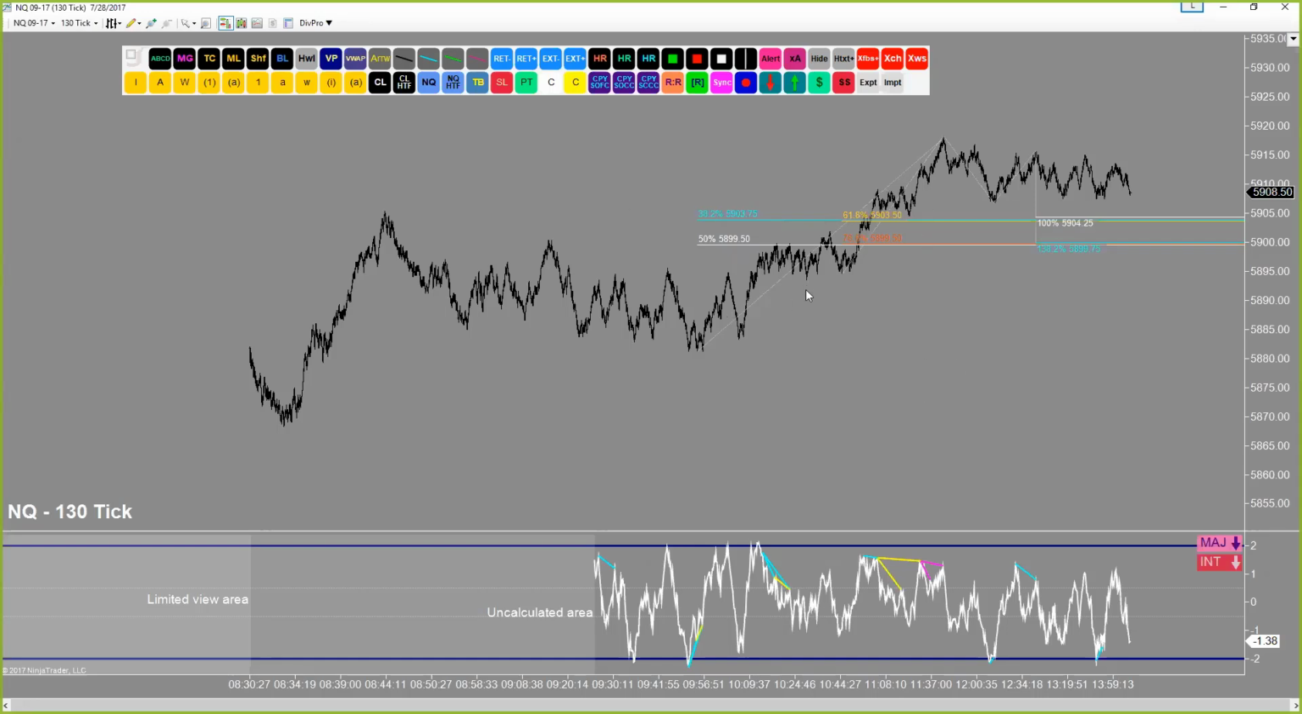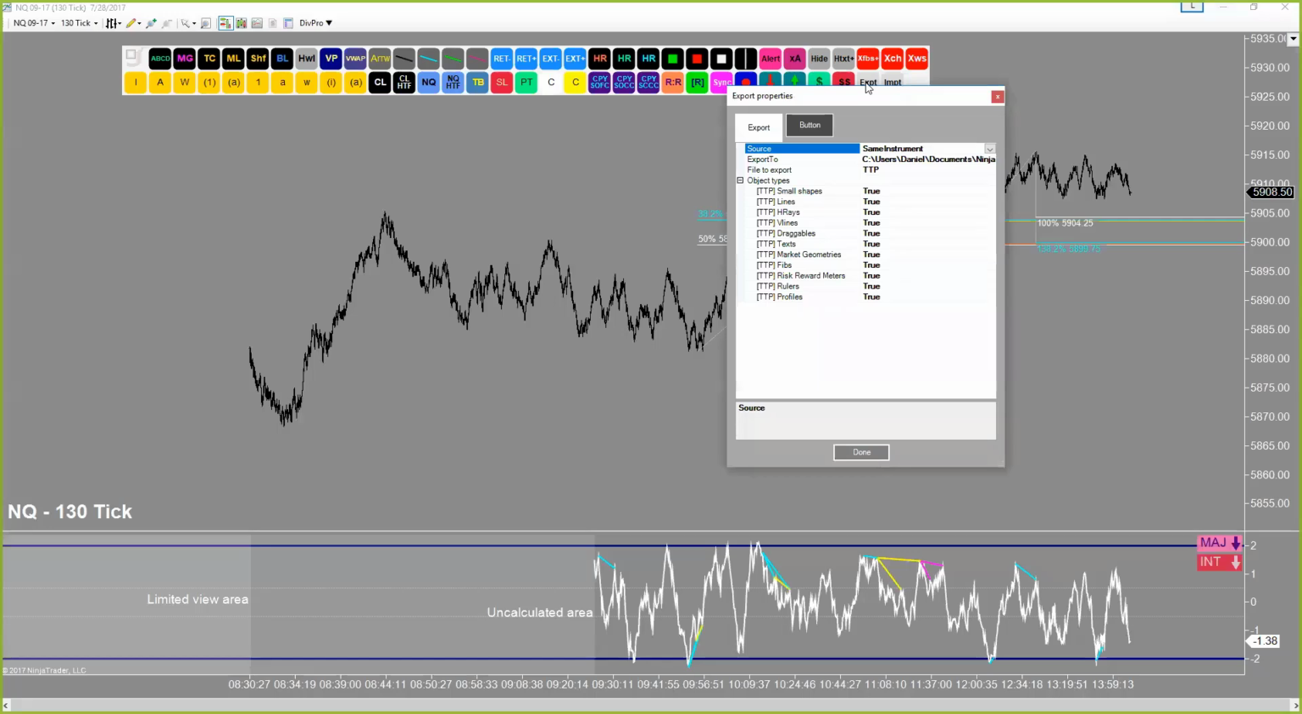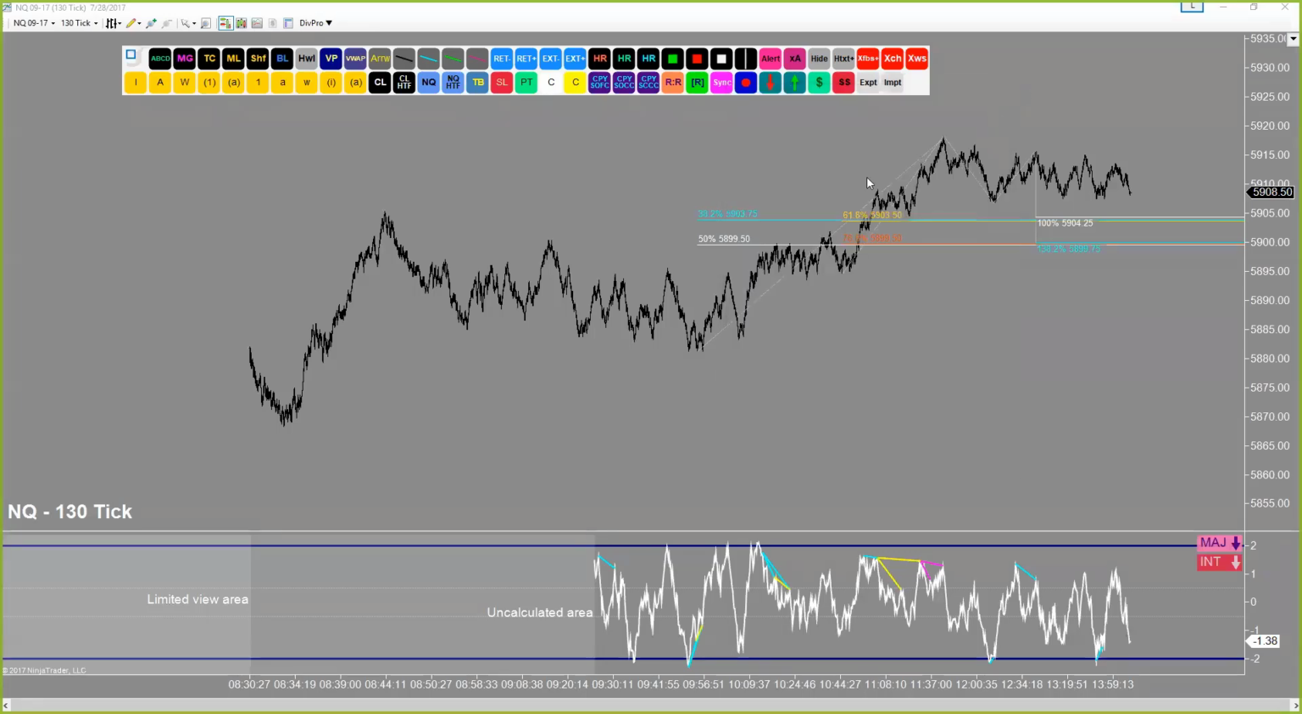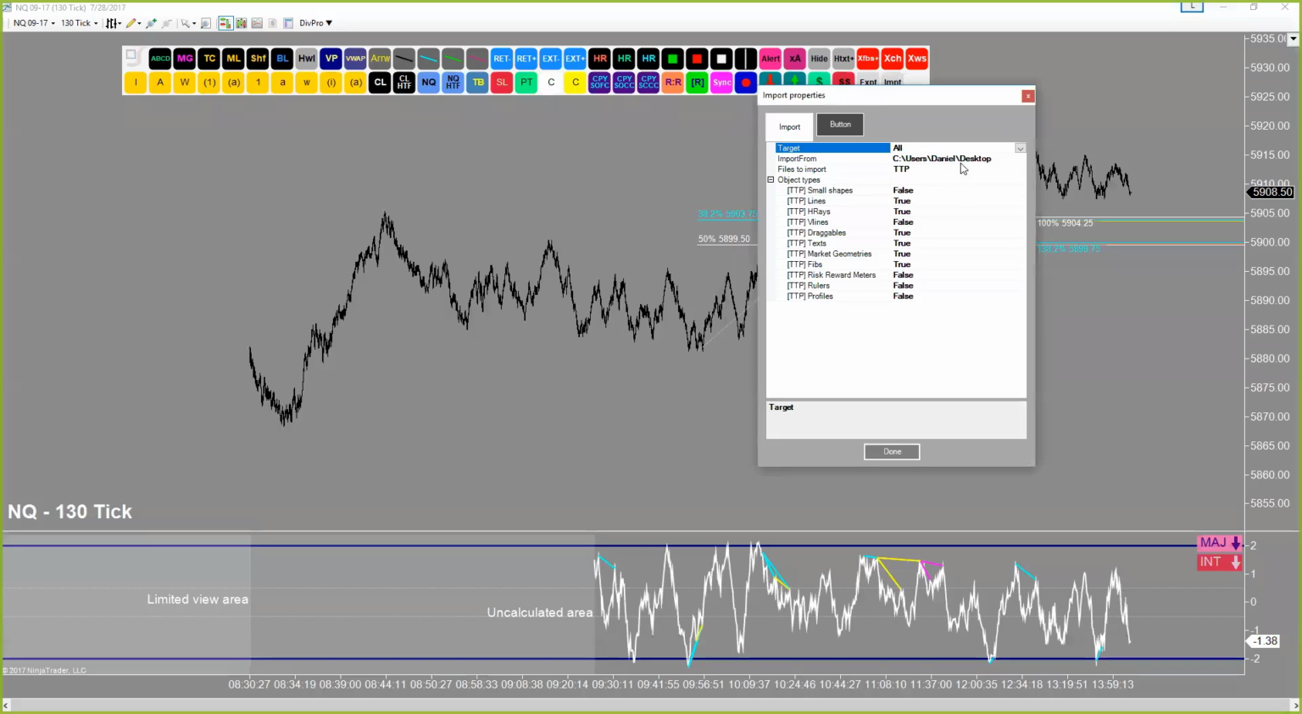Okay, and what we're doing in the trading room is, after I've marked up the charts, we're looking at crude oil and Nasdaq. I'm exporting all of my analysis here. See, I can export all of the analysis I've done for the entire NinjaTrader environment, all instruments or a specific instrument or whatever. I can export that, and then everybody can import it.